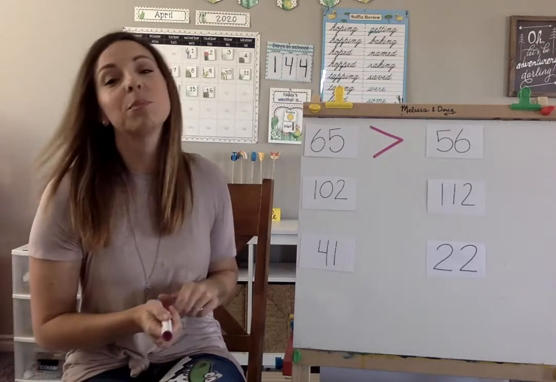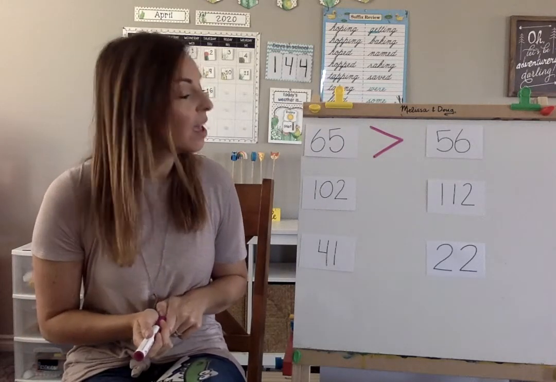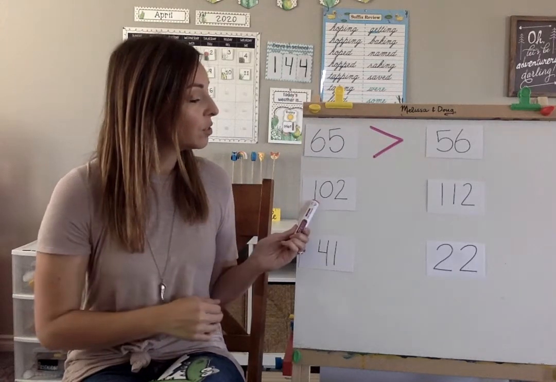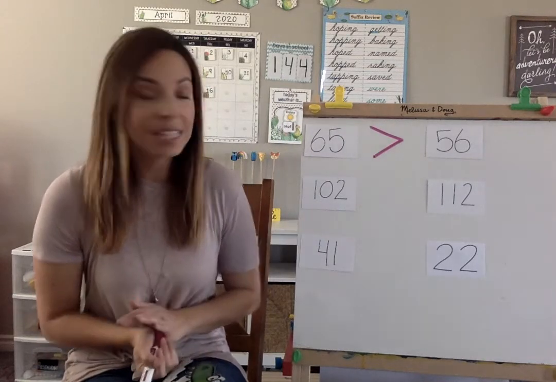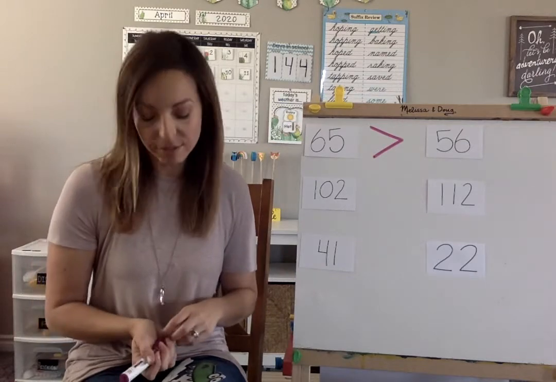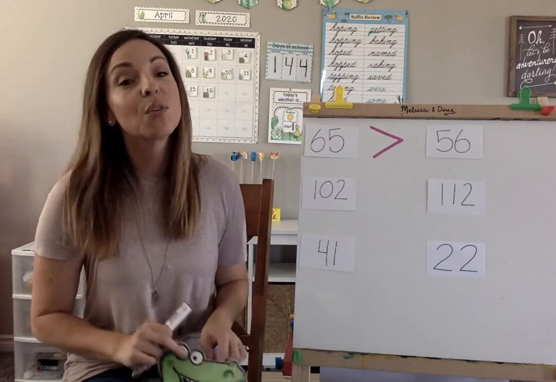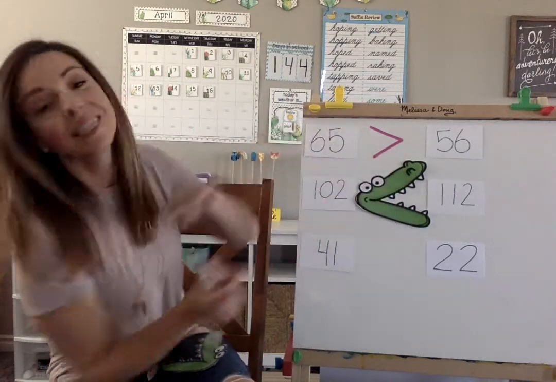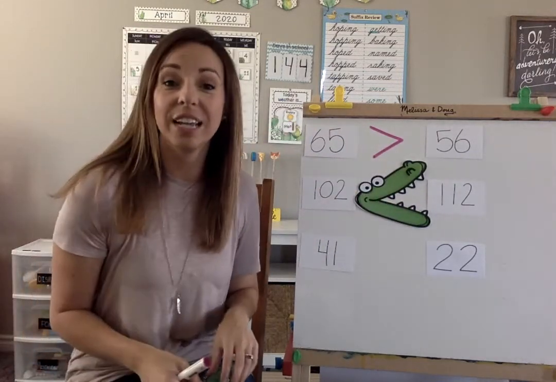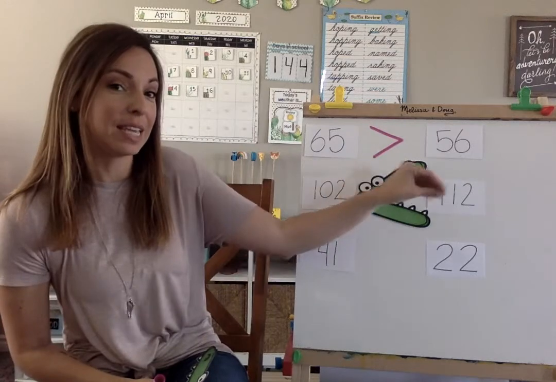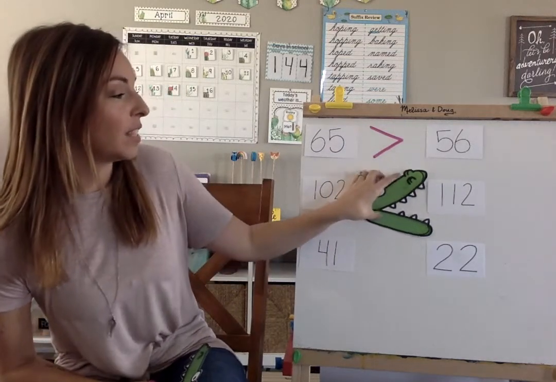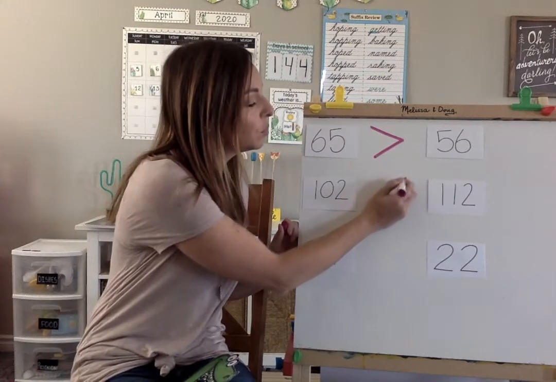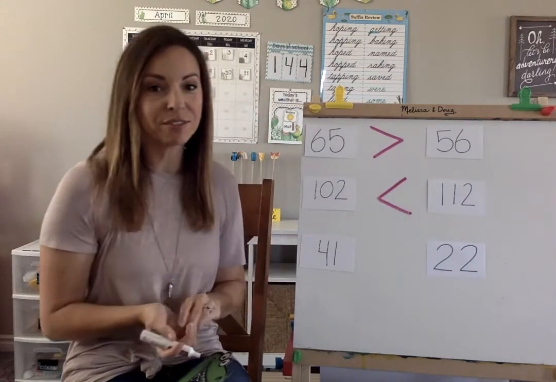Let's look at these two numbers, 102 and 112. Is 102 greater than or less than 112? 102 is less than 112. So my alligator is going to want to eat the 112. So we're going to draw our symbol open towards 112.